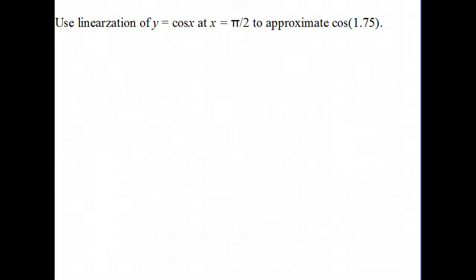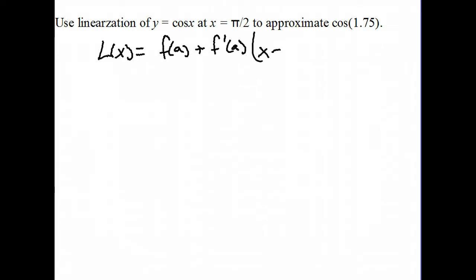Let's look at an example here. Let's use the linearization of y equals cosine x at x equal to pi over 2 to approximate cosine of 1.75. So we're going to use the fact that the linearization L of x is going to equal f of a plus f prime of a times the quantity x minus a.